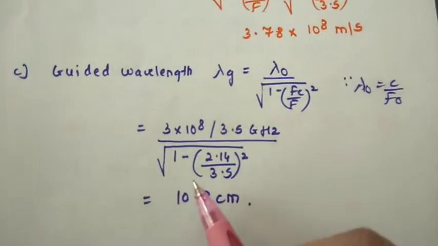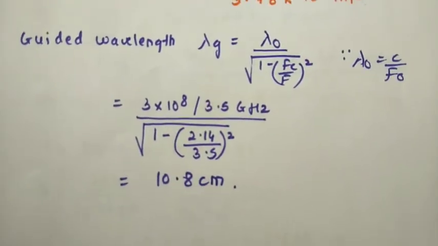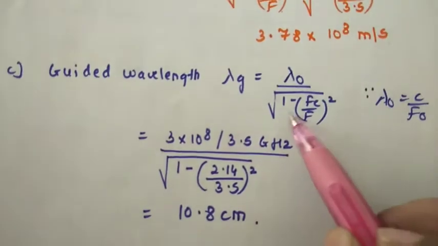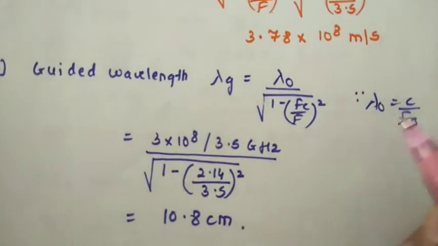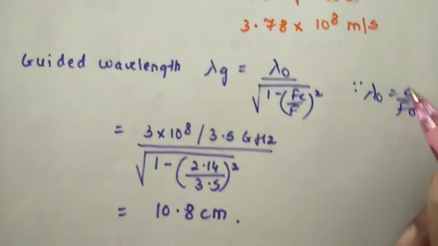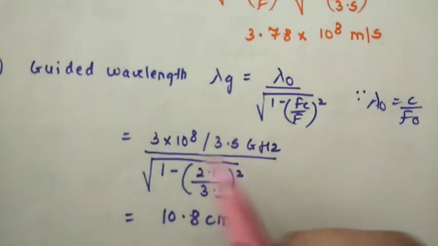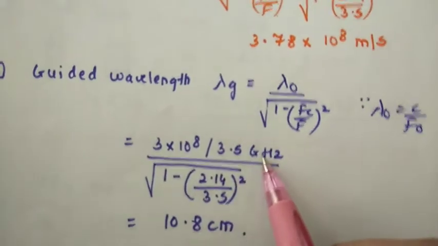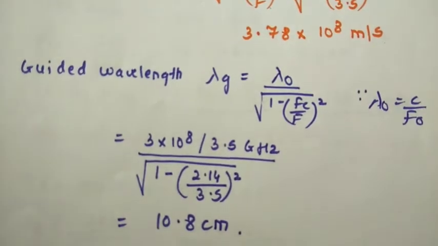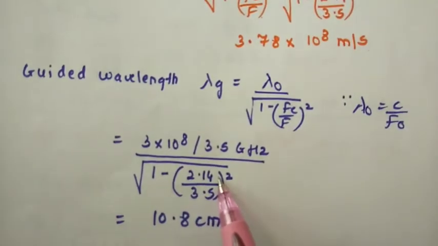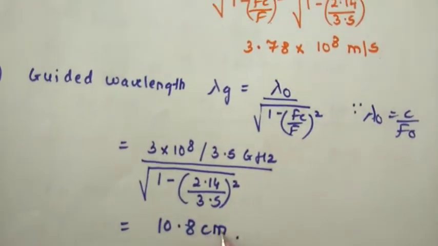And last is the guided wavelength. Now for the guided wavelength also you know the formula. Lambda g is equal to lambda 0 upon square root of 1 minus (Fc by F) square. Now to calculate this lambda 0, you know that the formula is C by F0. So substitute the value of lambda 0 here, that is C you already know, and F0 is the operating frequency that is given, divided by this Fc you already know and F you know. So this comes out to be 10.8 centimeter.